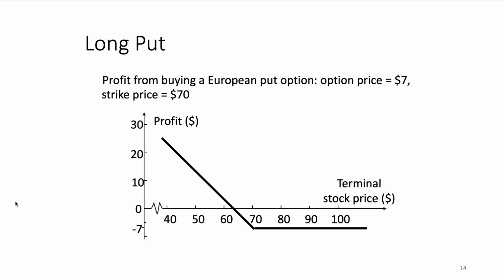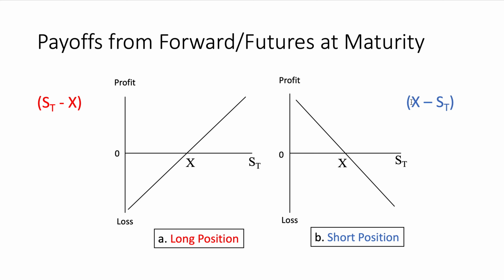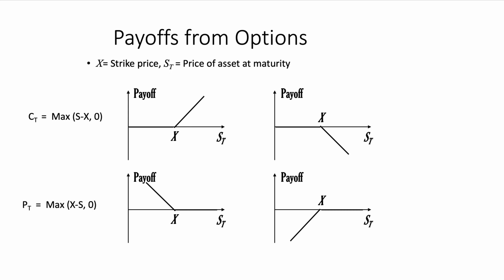Let me see where I put my notation here. Here we go. For the put option, it is the maximum of X minus S, the opposite of the call, okay? So if this is positive, you exercise. That means if the stock price is below the exercise price, you exercise. Otherwise, you walk away.